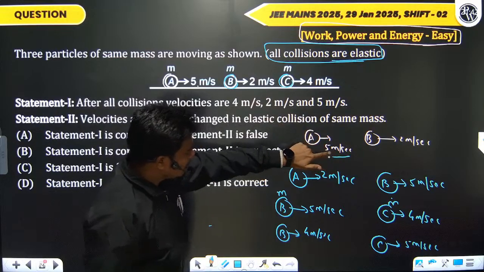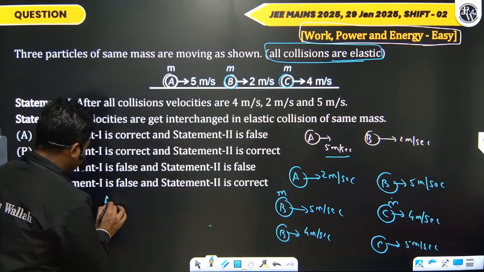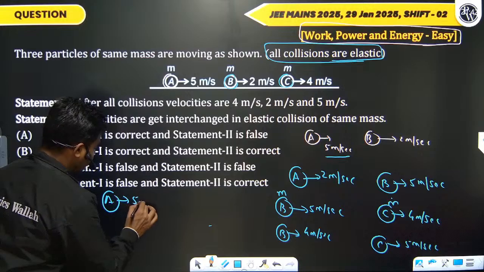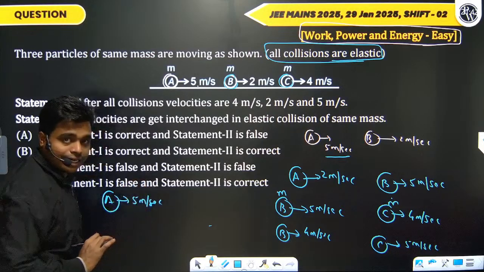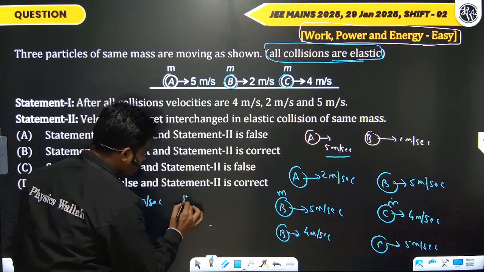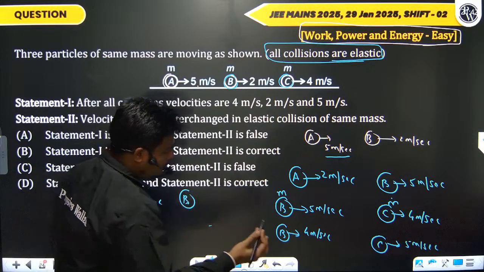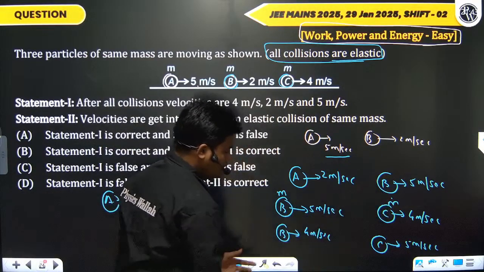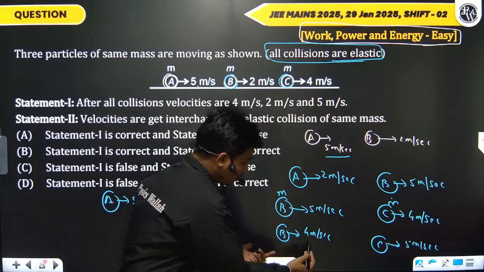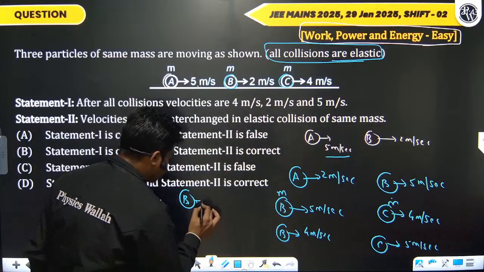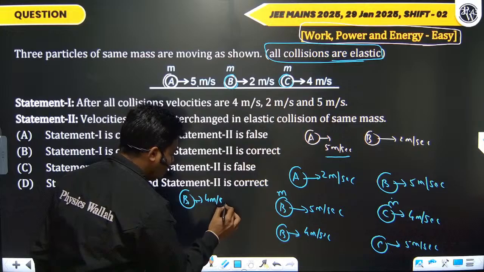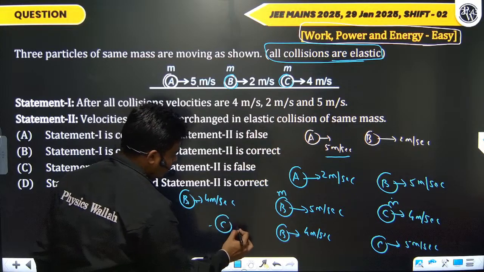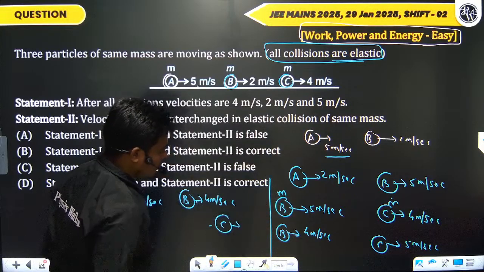the velocity of 5 meter per second. So final velocity that we are getting, A is moving with 5 meter per second. Is that clear? And what about B? B is moving, the final velocity we have to take. This is the intermediate velocity. We have to take the final velocity, that is moving with how much? 4 meter per second. Next, what about C? C is moving with a velocity of 5 meter per second.